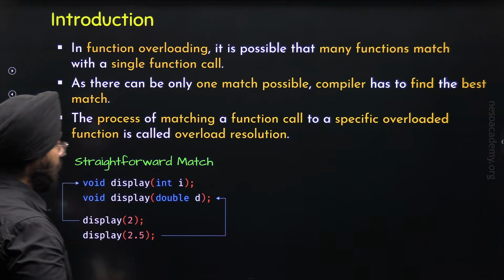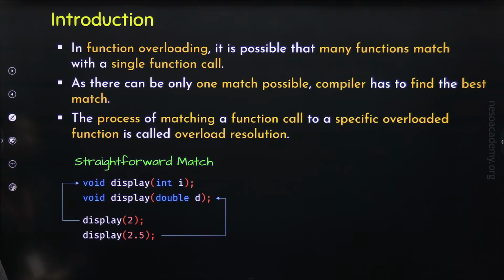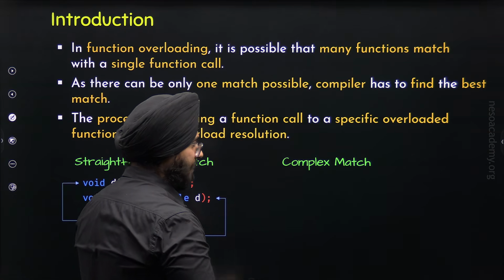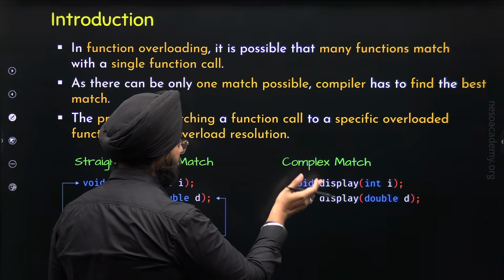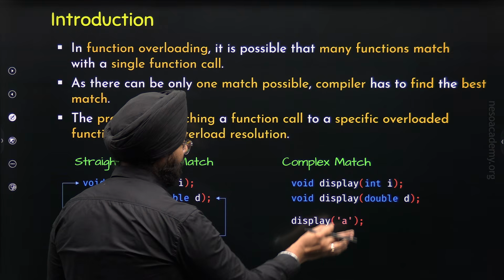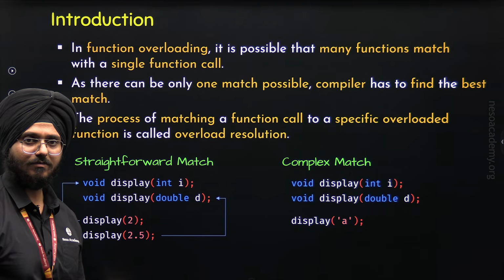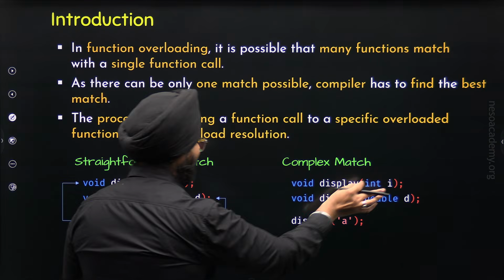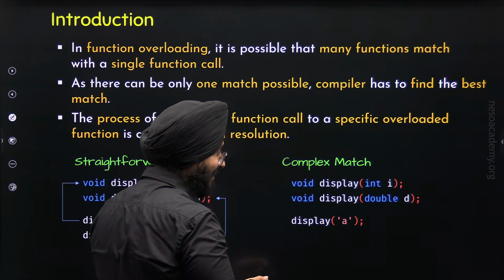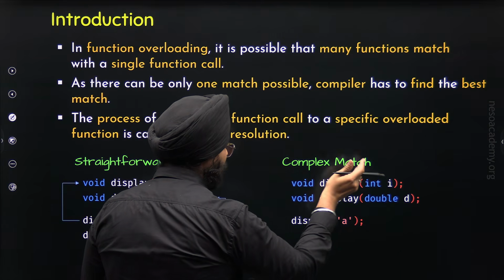Now, what about a complex match? There is the possibility that a specific function call may match with multiple function definitions. Let's take an example for the same. Now we are taking an example of a complex match. Again, we are considering the same functions, but this time let's call the display function with the character 'A'. Now we can observe there is no exact match. Here we have the type of the argument as character. Here we have the types as integer and double.